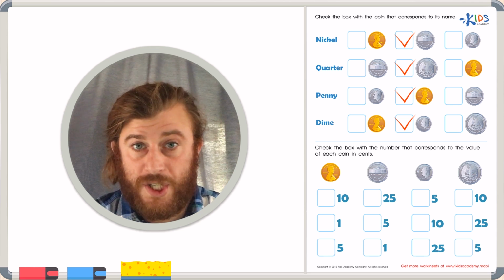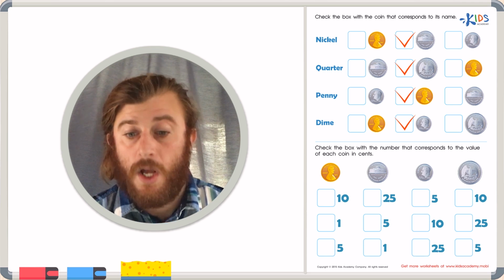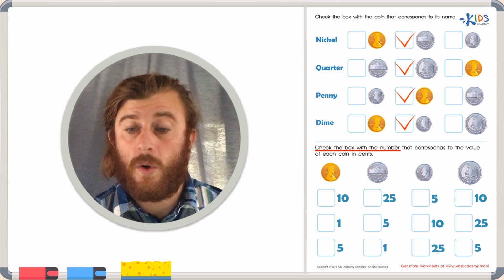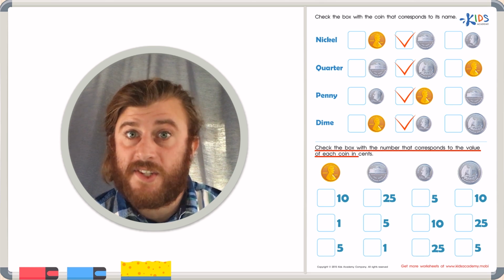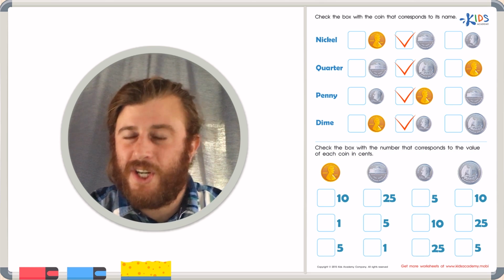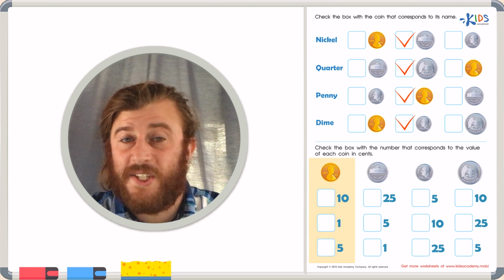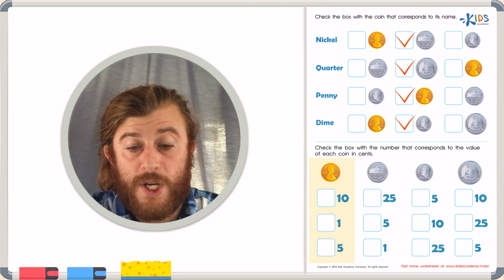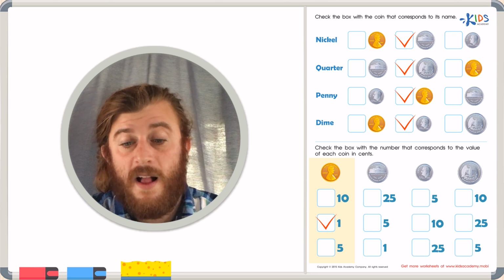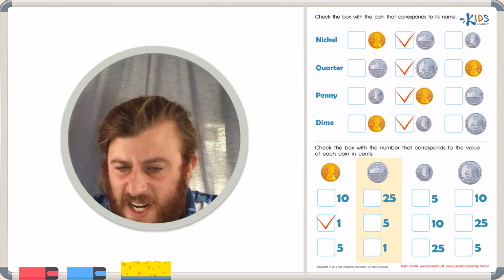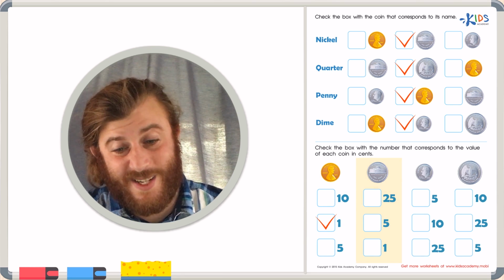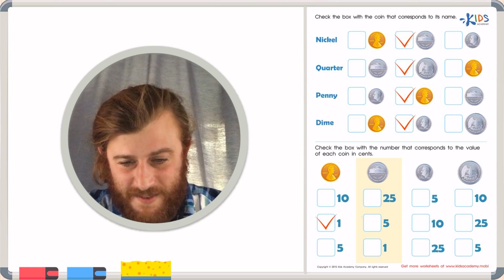The second part of the worksheet asks us, check the box with the number that corresponds to the value of each coin in cents. Do you remember how much each coin is worth? Okay, the first coin I see is a penny. A penny is worth 1 cent. The next coin I see is a nickel. That is the back of a nickel, and the nickel is worth 5 cents.